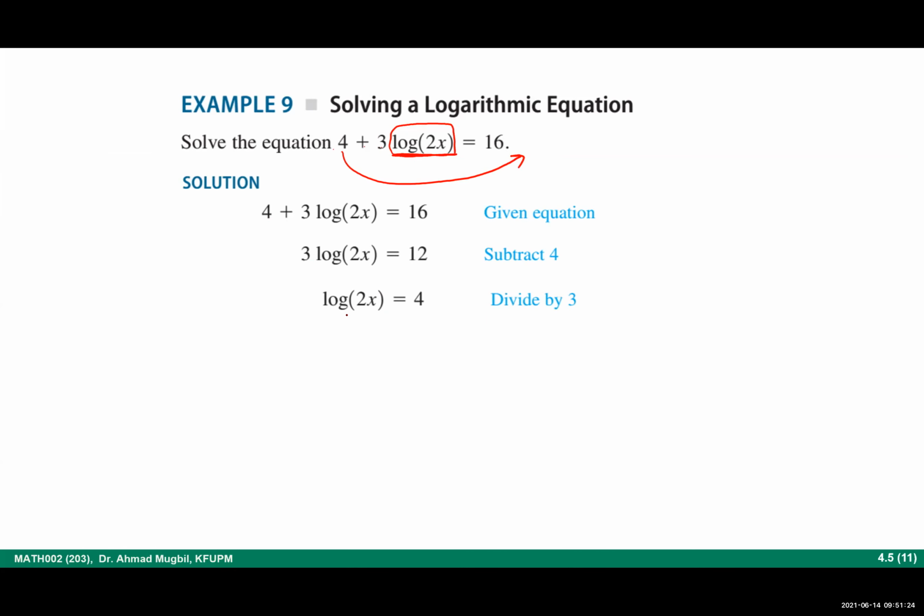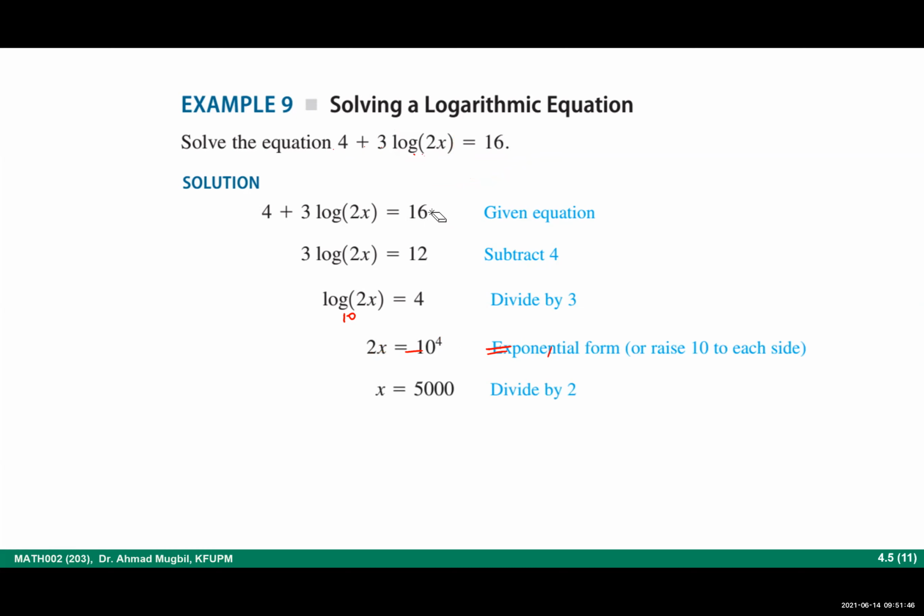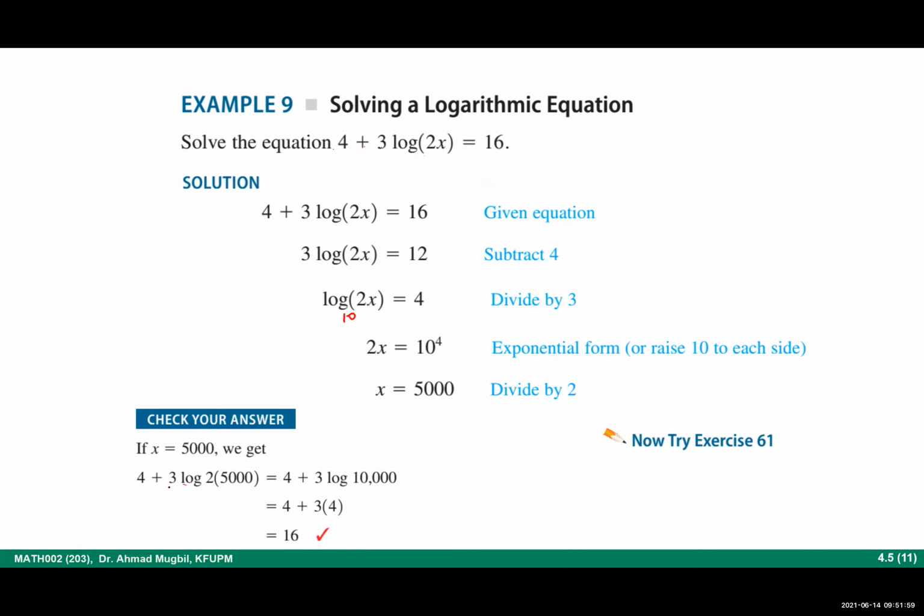Now, what is the base here? The base here is 10. So now we have 2x equals what? 10 to the power 4. Is that right? Yes. Now, what is 10 to the power 4? It is 10,000. Divide by 2. What is x? 5,000. Of course, you can check it, and it is easy to check because the base is 10. Don't forget that. And the check is here. I think I did the check for you here. The right-hand side equals the left-hand side.